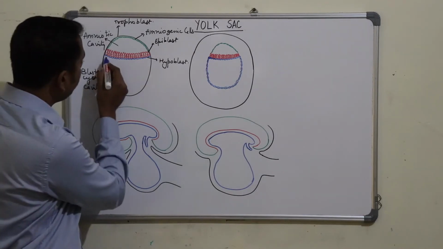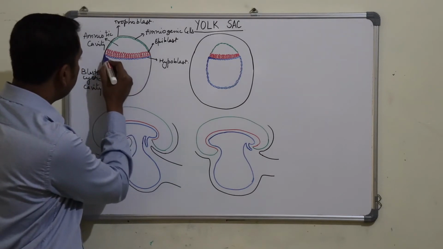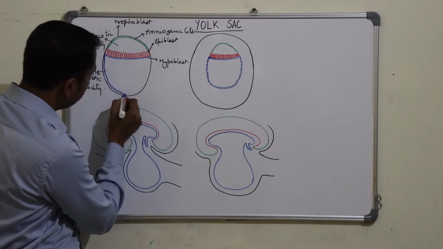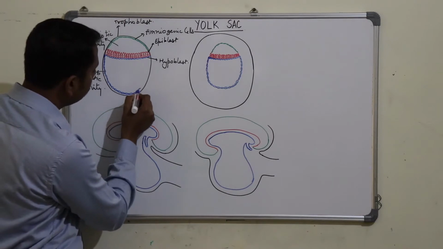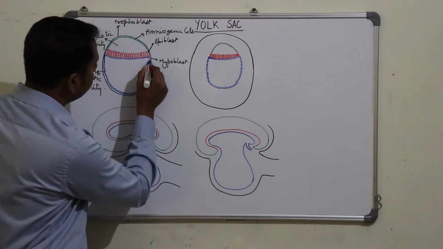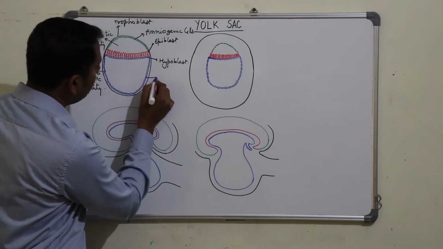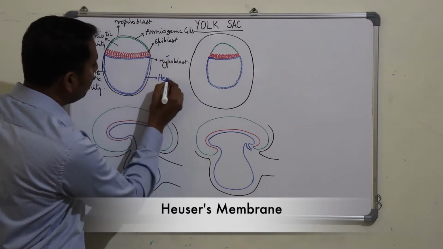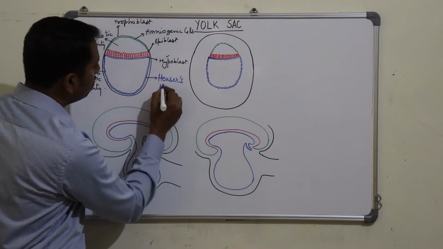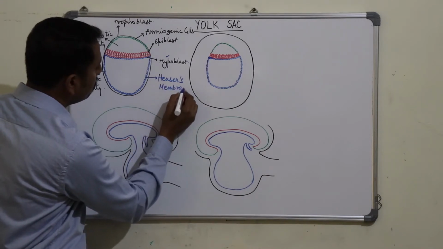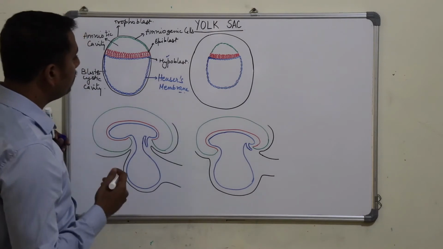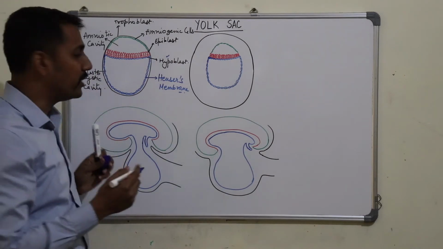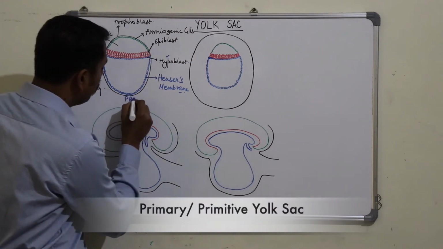Okay. Now the hypoblast cell layer proliferate and surround this blastocyst cavity by flat cells. This flat layer of cell, which is derived from the hypoblast cell layer, is known as Heuser's membrane. After the development of the Heuser's membrane, now this blastocystic cavity will be known as the primary yolk sac.